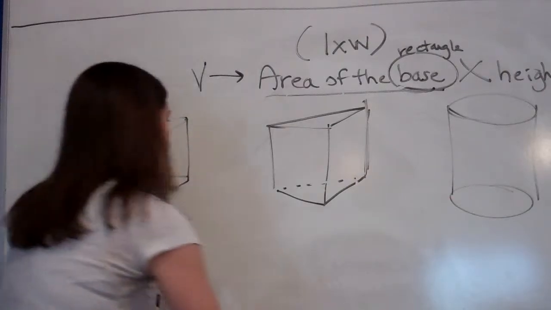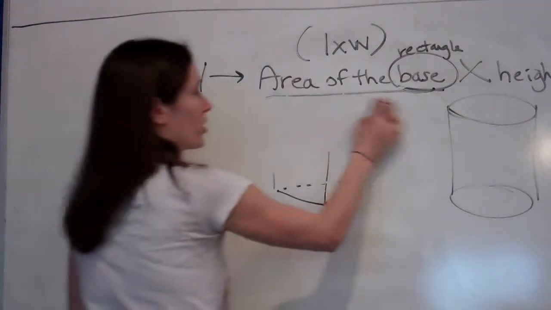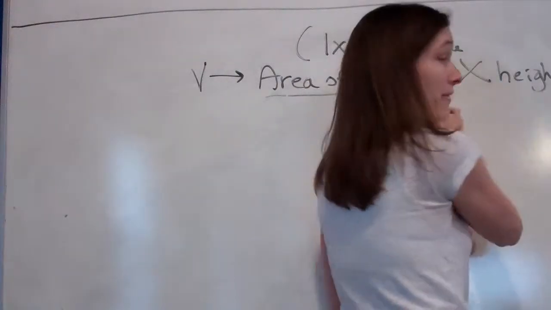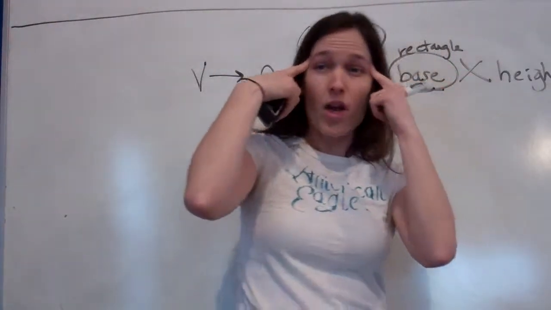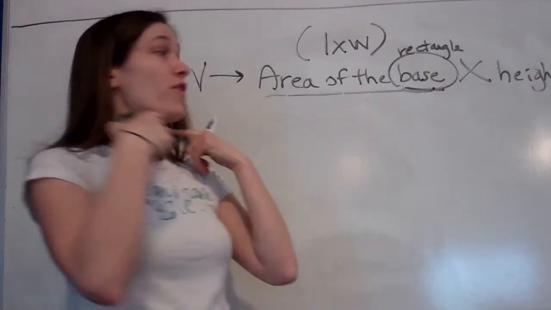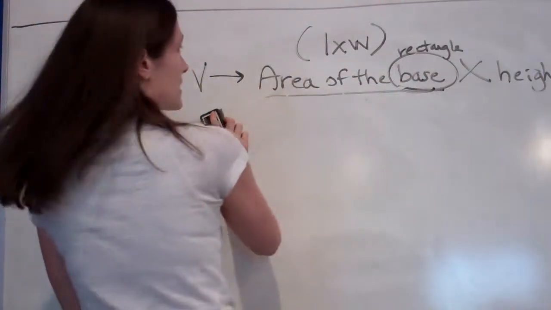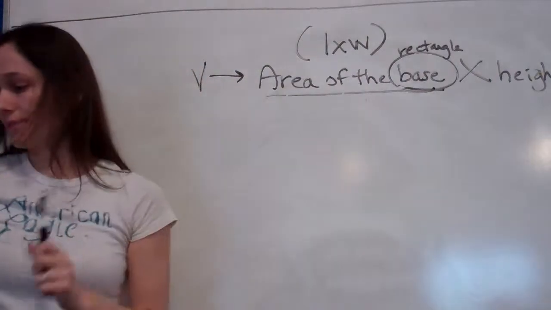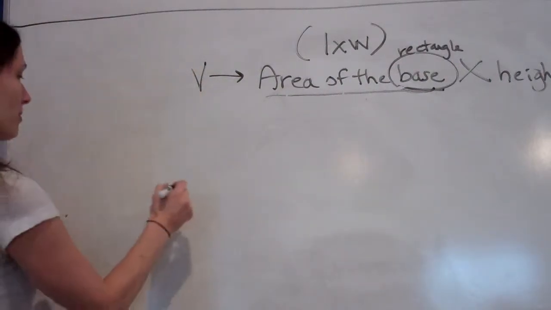Now, sometimes the objects are going to be on their side, and you're going to have to discover in your own brain, where is the base? Which one is the base? And what you're looking for is the shape that defines the object, okay? So for example, let me draw this one up here.